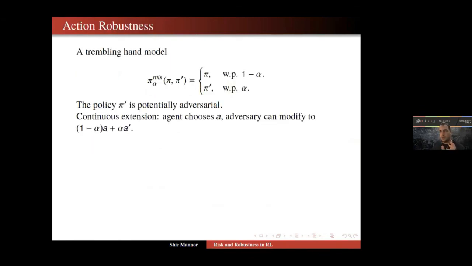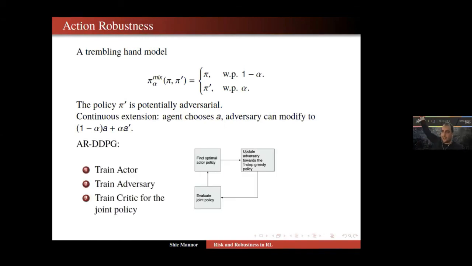This is a very simple probabilistic model. Whenever I'm going to choose a policy, pi, sometimes I fail to do that. So with a small probability alpha, somebody else is choosing pi for me, and let's call it pi prime. This leads to the following architecture, which we call action robust. In this case, it's DDPG. It's policy gradient based, but that's less important.